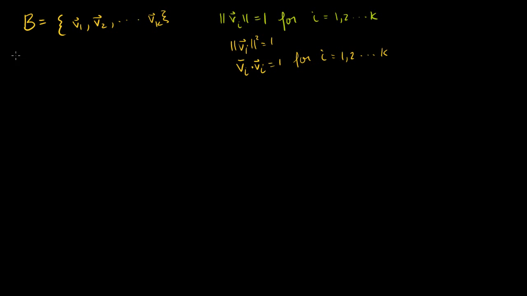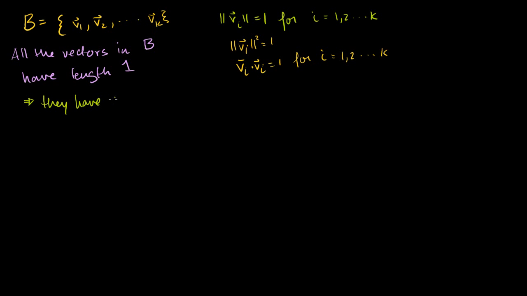Let me write it in regular words. All the vectors in B have length 1. Or another way to say it is that they've all been normalized, or they're all unit vectors. Normalized vectors are vectors that you've made their lengths 1. You've turned them into unit vectors. They have all been normalized. So that's the first interesting thing about my set B.